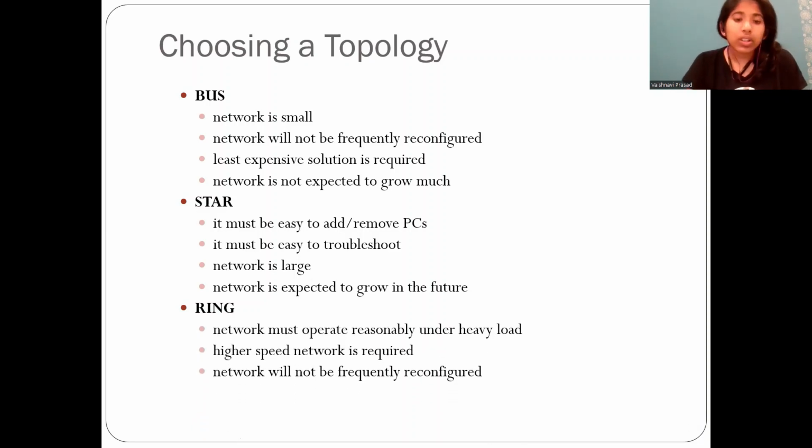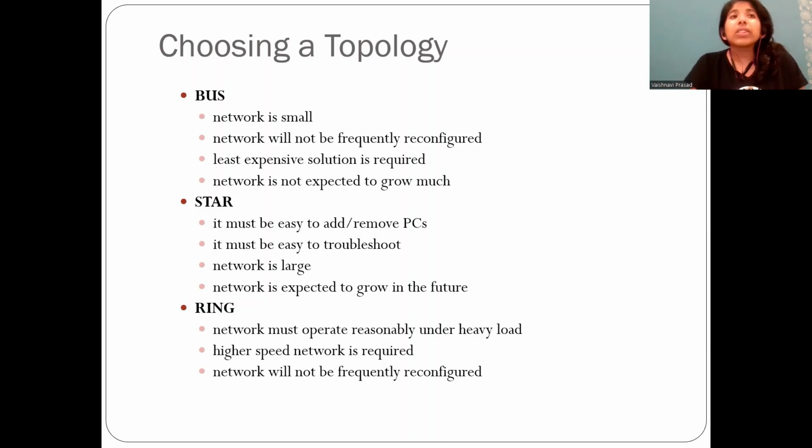Why do we go for ring topology? The network must operate reasonably under heavy load. So in case of heavy load, when a heavy load of data appears, at that time we can go for ring topology. Higher speed network is required. When we need a high speed network, at that time also we go for ring topology, because a single node is connected to only the other two nodes, so it's easy.